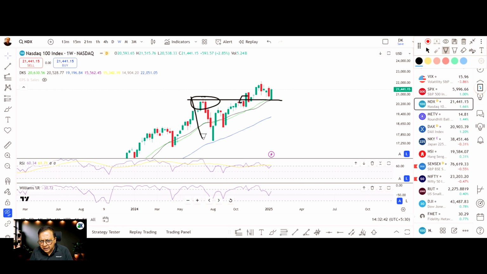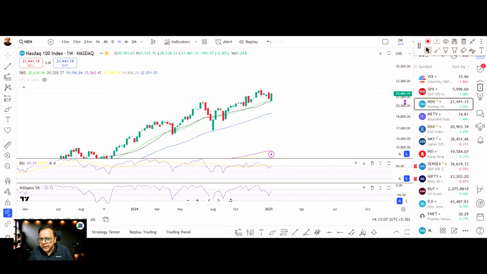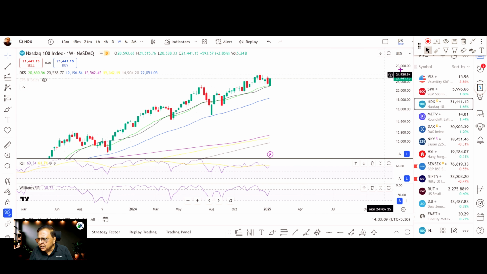This was the cup and handle pattern. So this horizontal line is nothing but the neckline, which happens to be at the confluence of EMA 21 and the volume weighted moving average on the price chart in the weekly time frame. The index closed at 21,441.15, and hence it was bullish by 2.85% on a weekly basis.